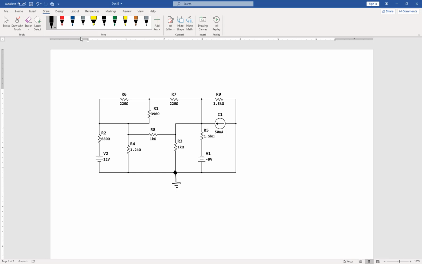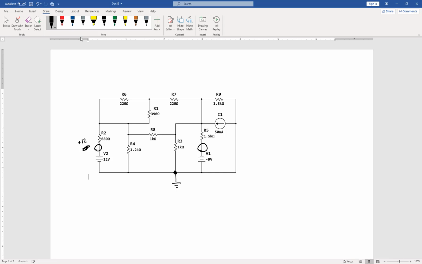Now we want to identify any nodes that we already know the voltage at. So here's one of those, and here's another. So at this point over here on the left, we have positive 12. And here on the right, okay, this is tricky on the right.